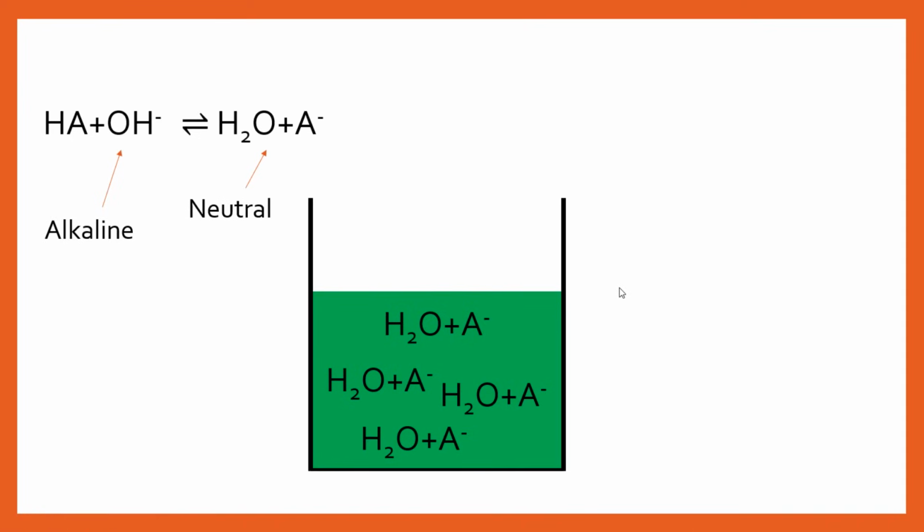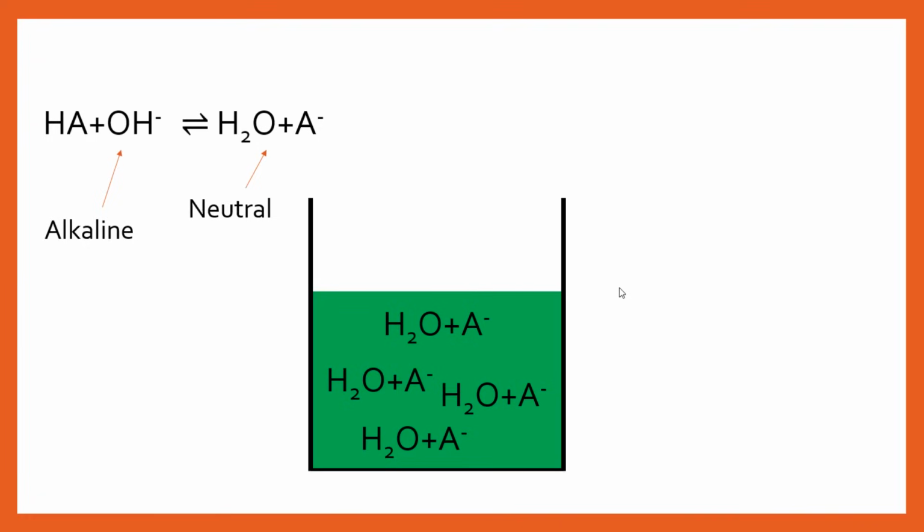Of course, if you added an absolutely enormous amount of OH minus, it would overwhelm the HA. You would run out of HA and it would no longer be buffered. So buffers only work up to a point. This is how you deal with OH minus or your alkali.